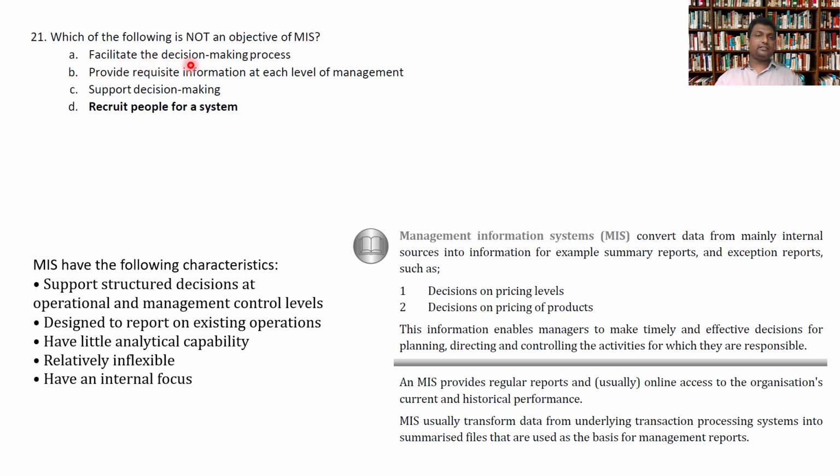So, facilitate the decision making process. Yes, it's an objective. Provide requisite information at each level of management. Yes, it's an objective. MIS is all about providing information for decision making. Support decision making. Yes, this is an objective. So the last one is not an objective. MIS is not there to recruit people. It's not part of the recruitment process. So this is not a software where people recruitment happens.